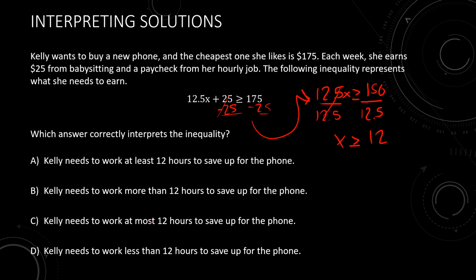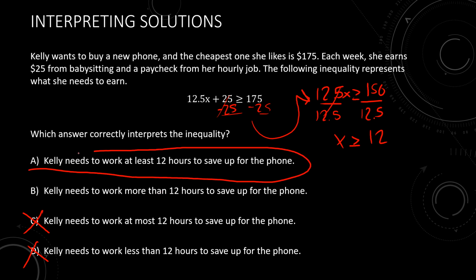So she needs to work at most 12. Nope, she needs to work more than that, so it's not those two. Kelly needs to work more than 12 hours. Well, if she works 12, she can still get her phone. So she needs to work at least 12 hours to save up for her phone.